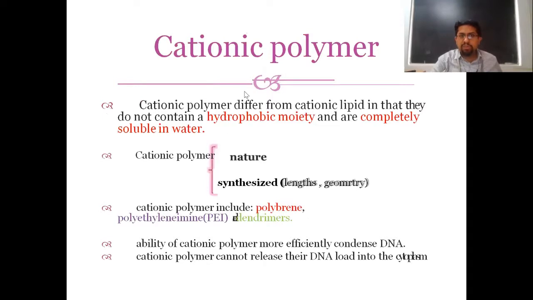Cationic polymers. In the cationic polymers, you have a hydrophobic group and a cationic group. There are two different parts of the same molecule, such as polybrene, polyethylene imine and dendrimers. They are able to form a polyplex along with the DNA molecule and help it to enter.